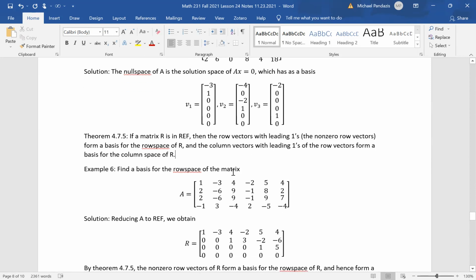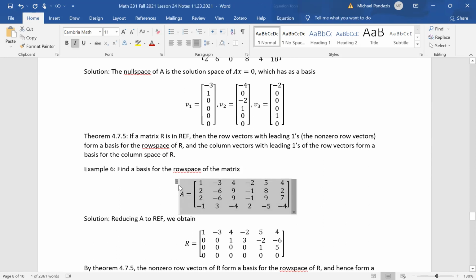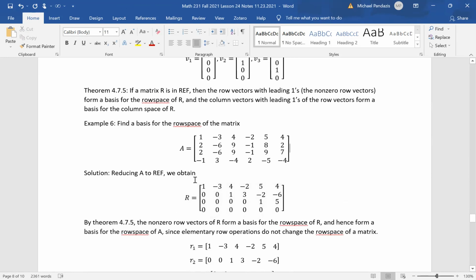Example 6. Find the basis for the row space of this matrix. So reducing A to row echelon form, one row echelon form is that. A row echelon form of a matrix is not unique. There could be infinitely many row echelon forms of a matrix. When you get a matrix to reduced row echelon form, there's exactly one reduced row echelon form of a matrix. But getting a matrix to row echelon form is not unique.